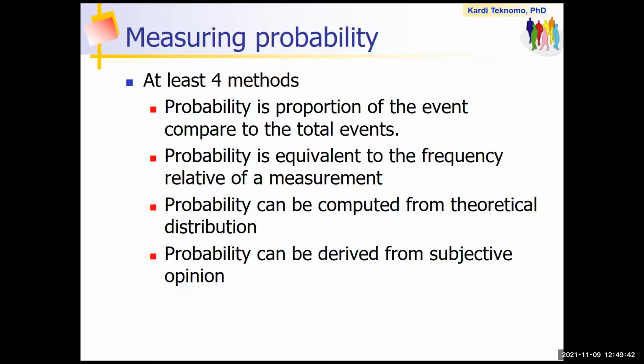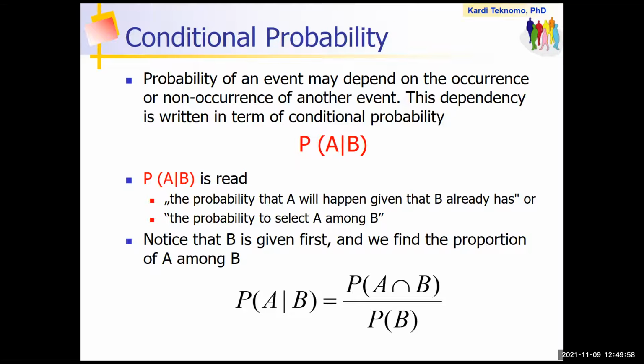So this is the usual probability measure. You can base it on the event, on relative frequency, or use a theoretical distribution, or base it on subjective opinion, which is called Bayes rule or Bayes theorem. Now, what is conditional probability? It is the probability of an event that depends on the occurrence of another event. If I use the notation P(A|B), I read it as P of A given B. That means the probability that A will happen given that B already has, or the probability to select A among B. That is the meaning of conditional probability.